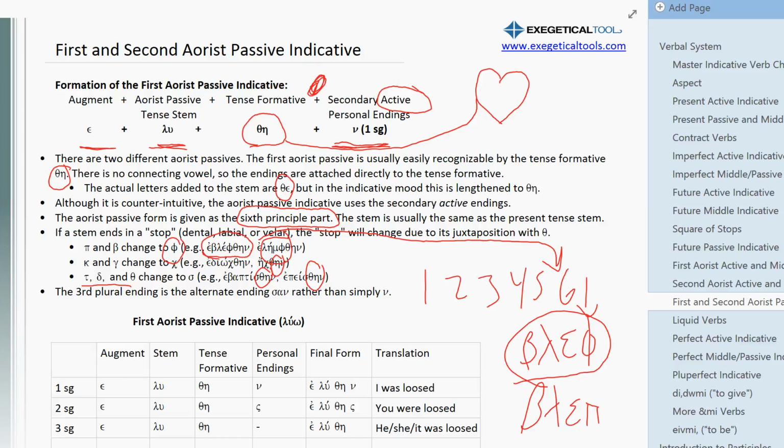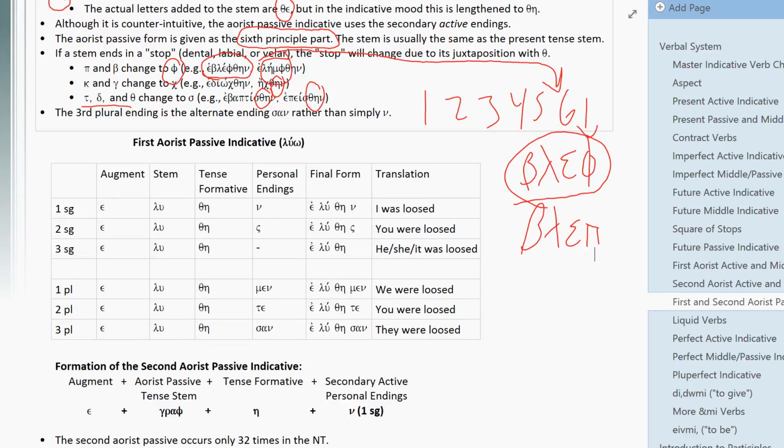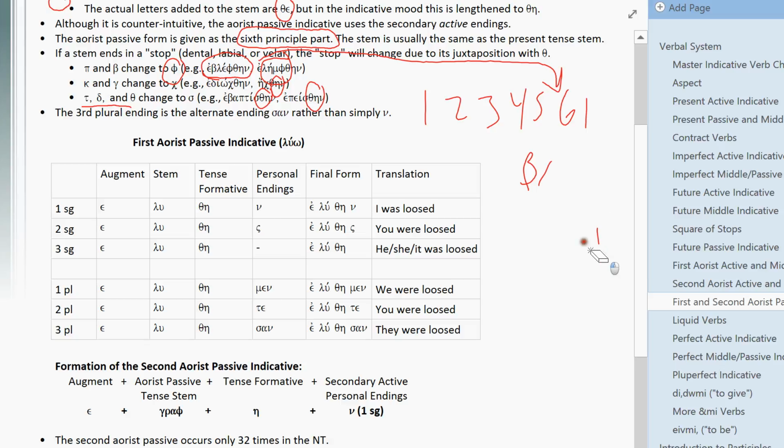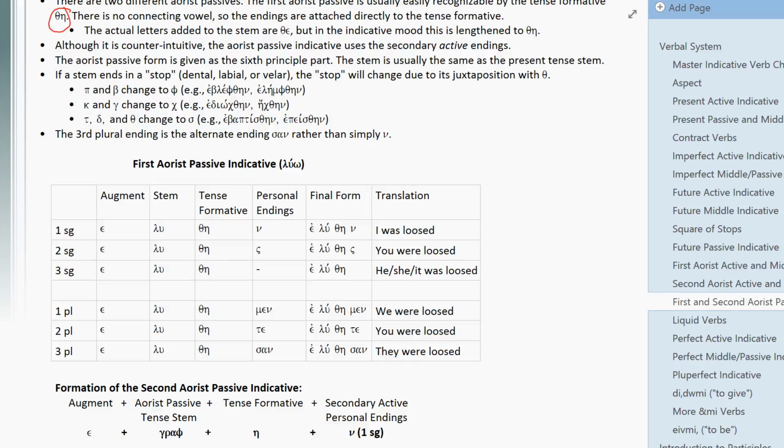Okay, third person plural ending. Here's where the son ending actually comes into play. You've memorized this son ending, but what for? People wonder, why do I have to memorize it? Well, here it is. It finally shows up in the aorist passive form. Instead of the nu, you're going to actually have the son down here on eleuthason on the third plural. So it actually shows up at some points.